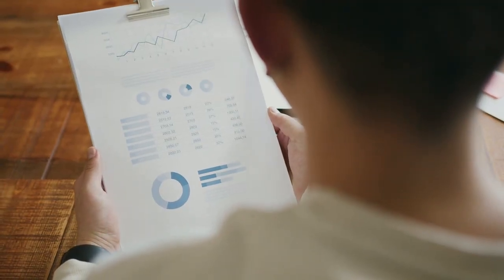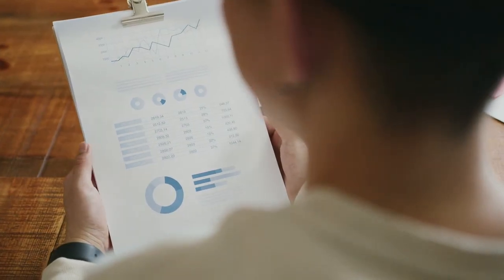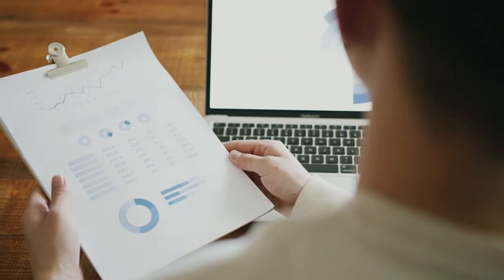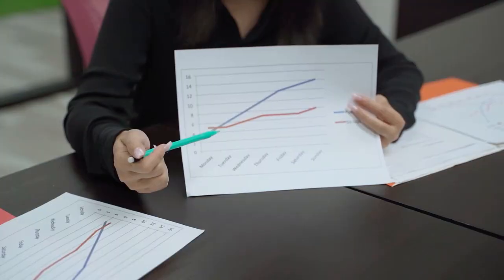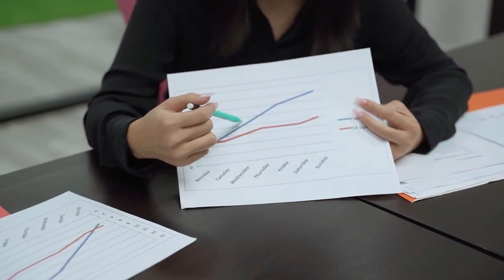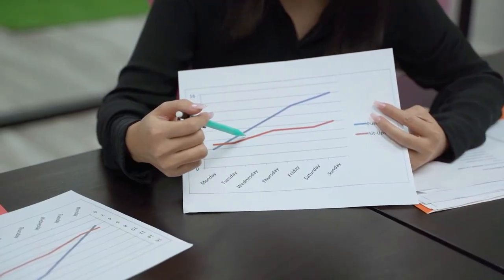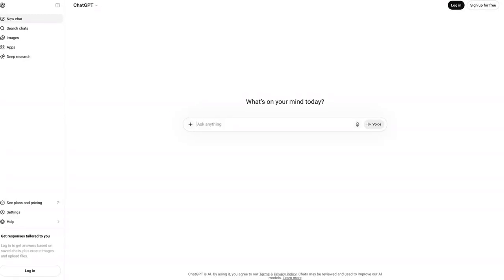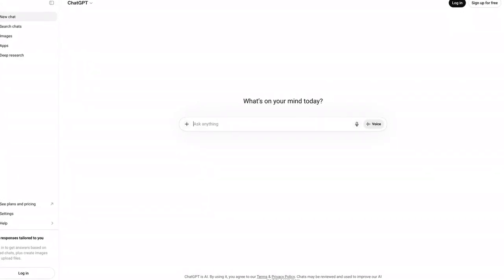ChatGPT can also help you identify potential financial risks and provide suggestions for mitigating them. To use ChatGPT for financial risk analysis, you can ask it to identify potential risks and provide suggestions for managing them, such as creating a contingency plan or diversifying your revenue streams.